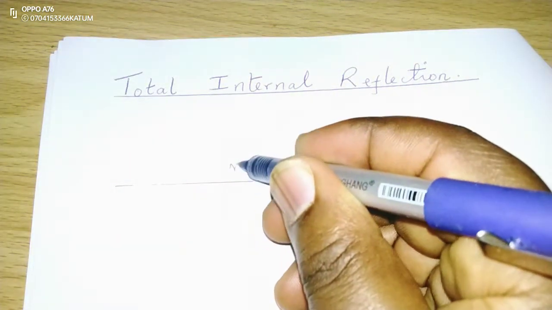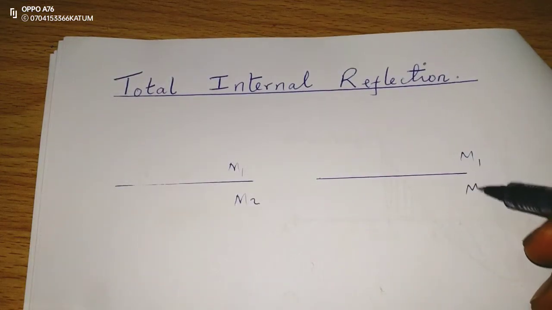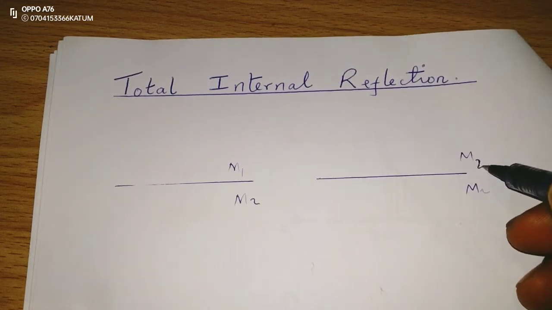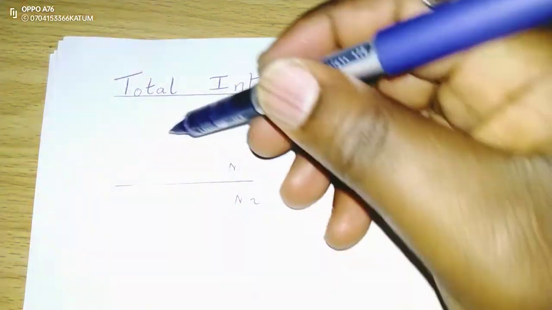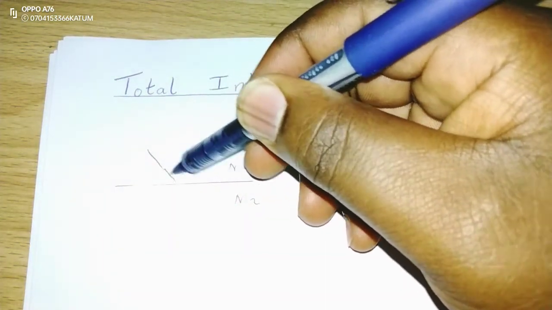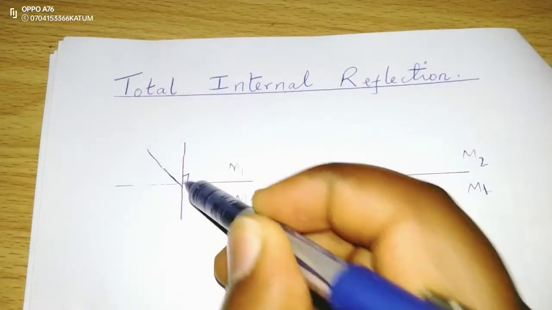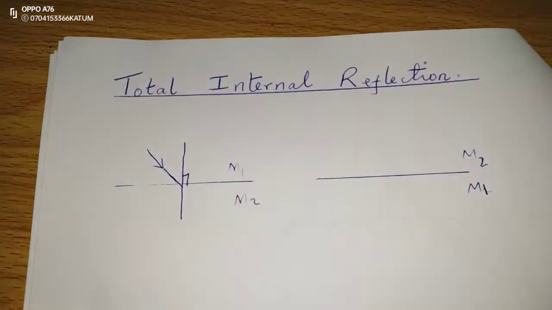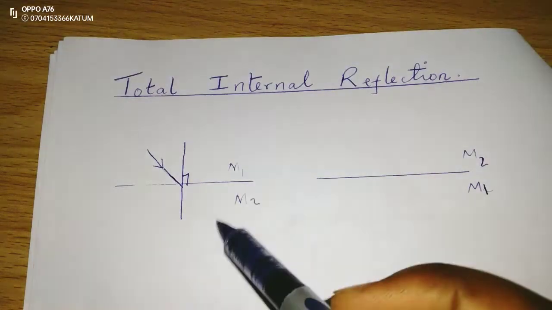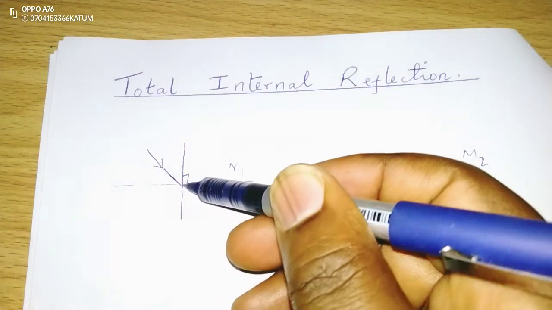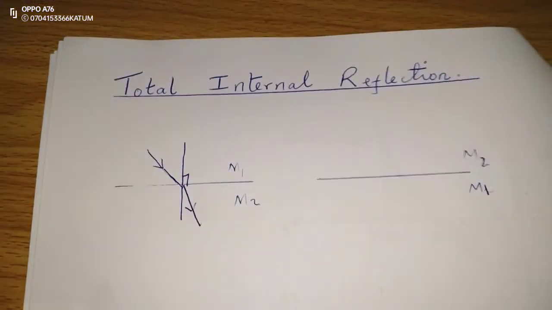So if we have media 1 and media 2 here, and media 1 again and another media 2, or we can have media 2 then 1. If light travels from media 1, then on reaching the interface, this is the normal, we realize that media 2 is denser than media 1. The ray of light will get refracted towards the normal. That's how the ray will behave.